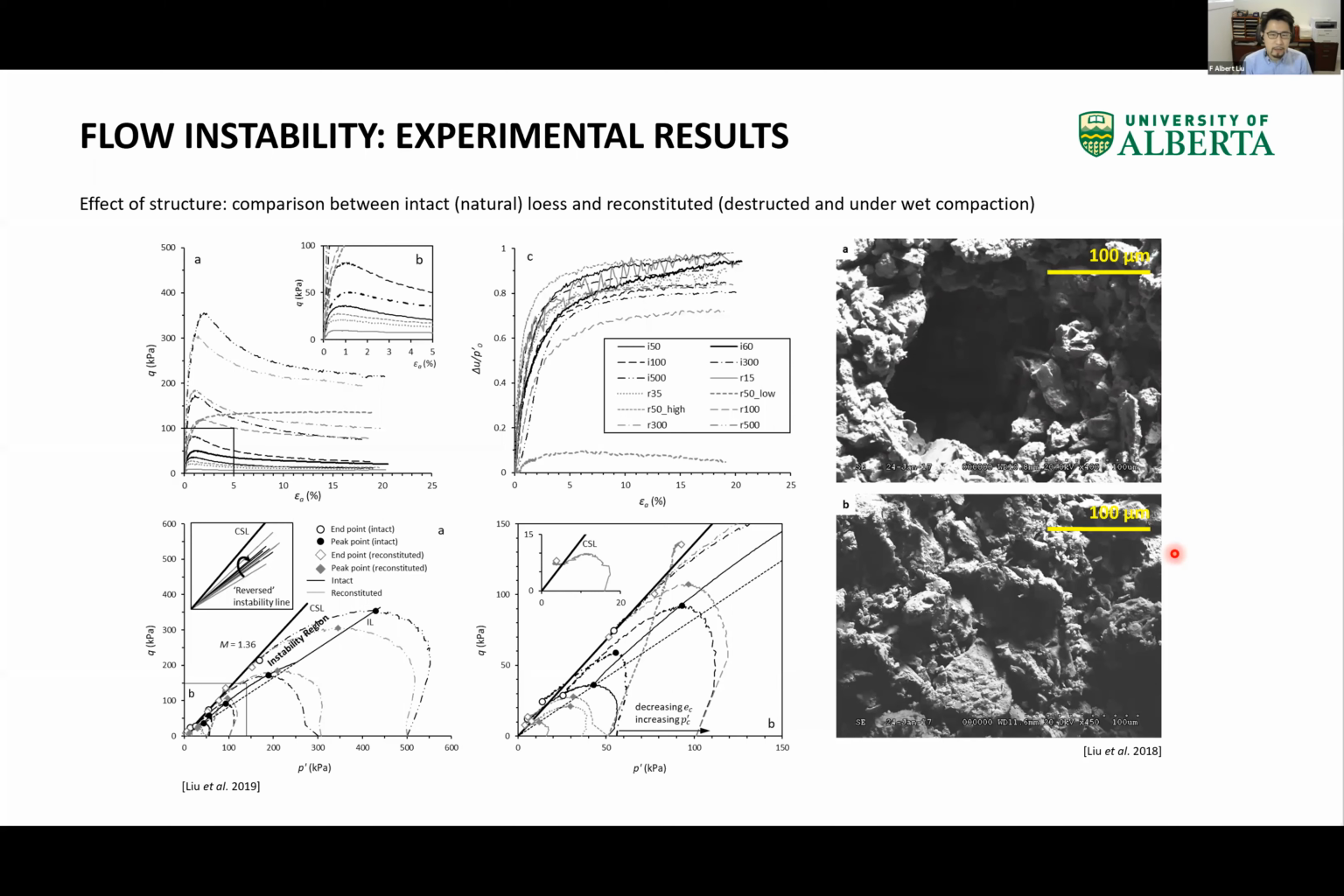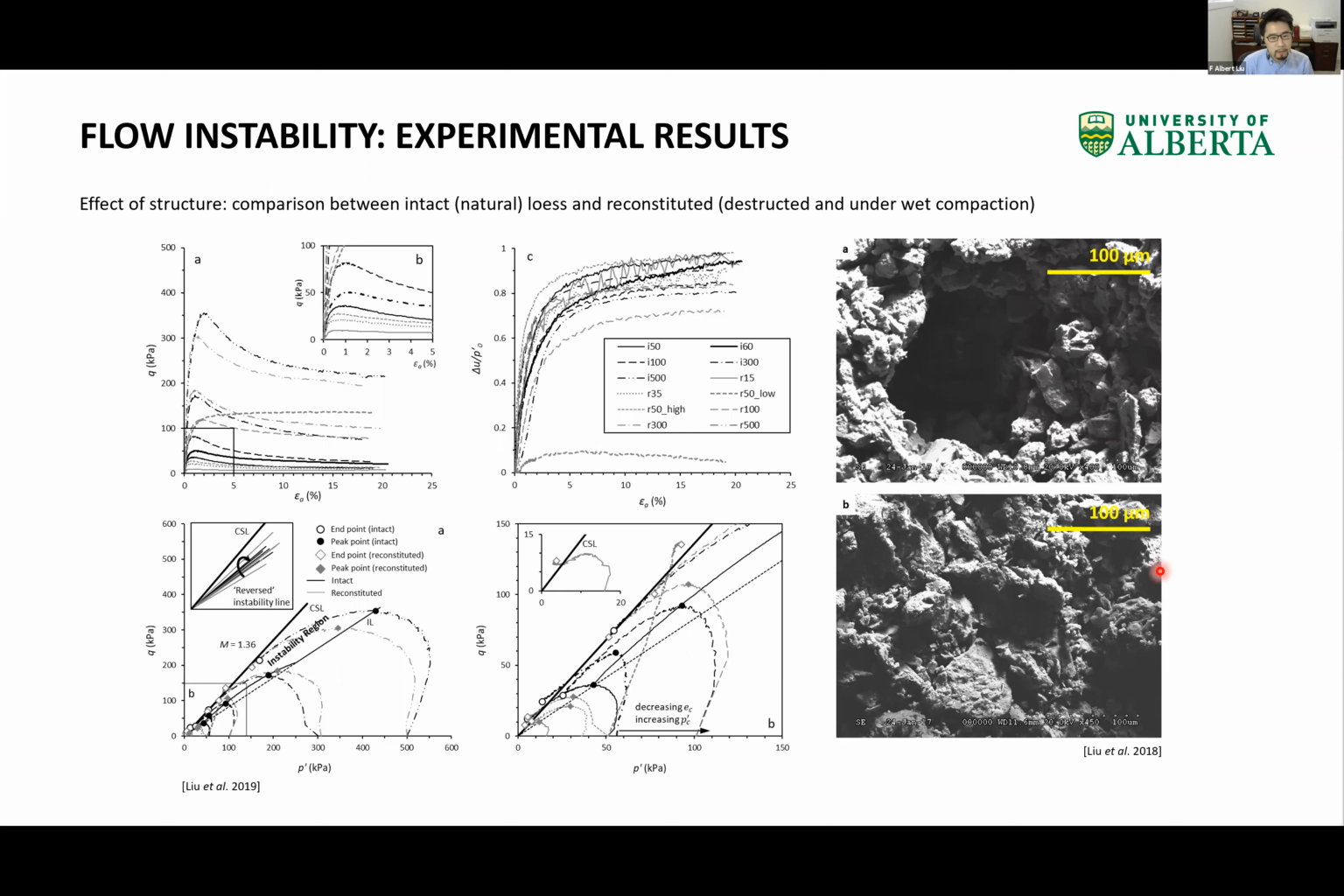So for the effect of structure, we actually compare the intact loess, which has the natural structure, and also the reconstituted loess, that presumably is going to be the destructured state of this intact loess. So by comparing them, we can get a sense of this effect of structure.